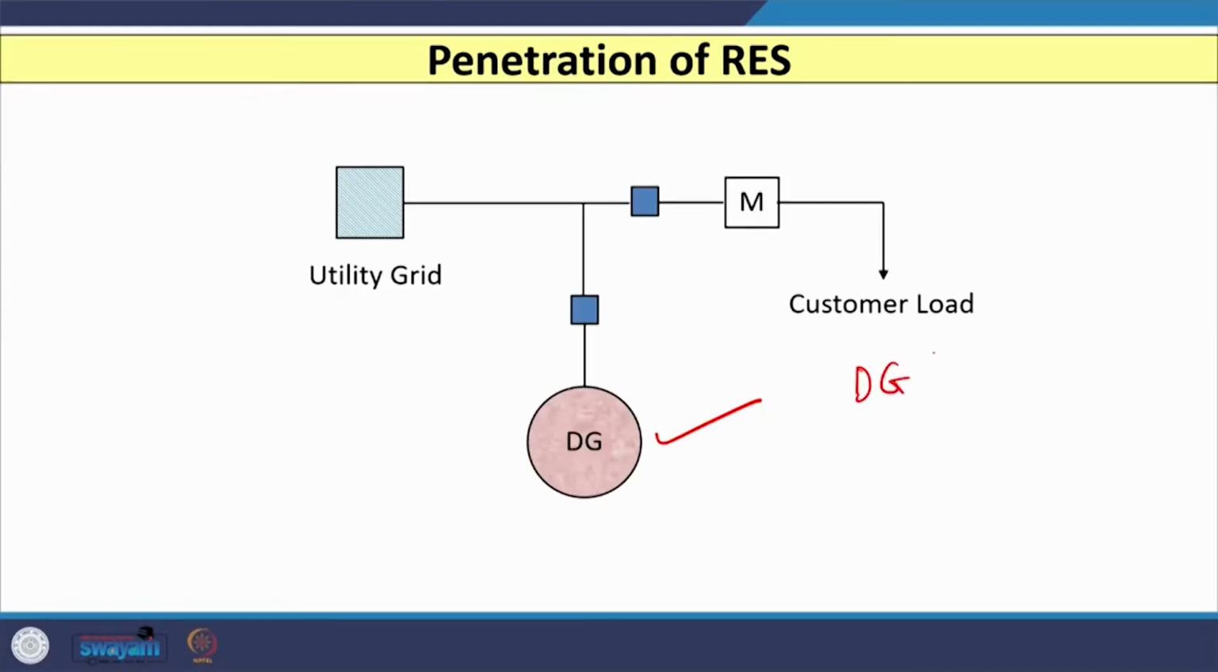So, when we have such type of generators, these generators are known as distributed generators, DG, or sometimes they are also known as distributed energy resources. When such DG or distributed energy resources are penetrated or connected in the distribution, sub-transmission or transmission network, they will impose certain challenges, and these challenges we need to discuss in this lecture.